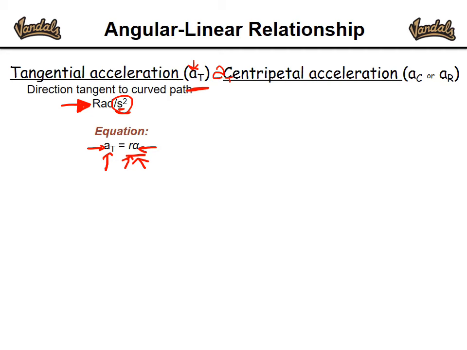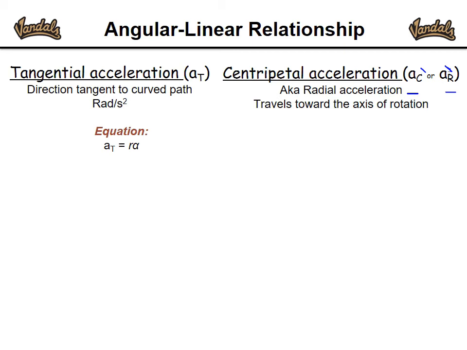Now, when we get to centripetal acceleration, and if you look over here on the right-hand side, I have it AC and AR. Okay, so this is centripetal, and some people you'll hear them call radial. So this travels towards the axis of rotation. So it's keeping the object or the material in that angular motion around the axis of rotation. And again, we have the equation here. So I've put AR in this, but it could simply be AC.